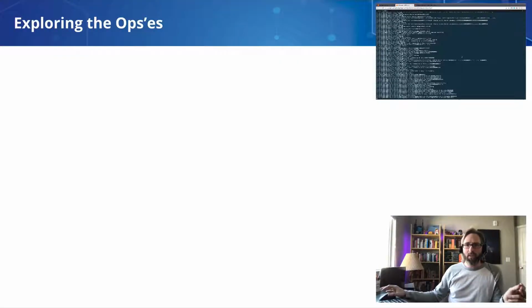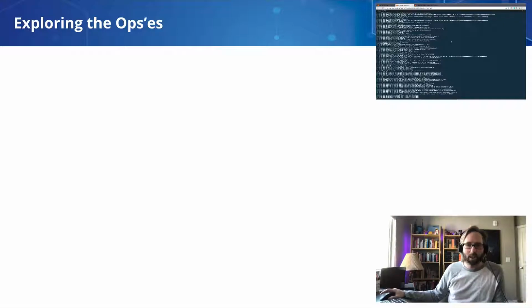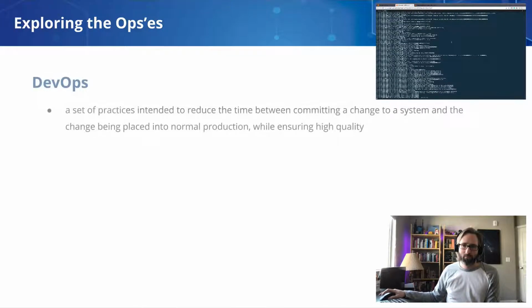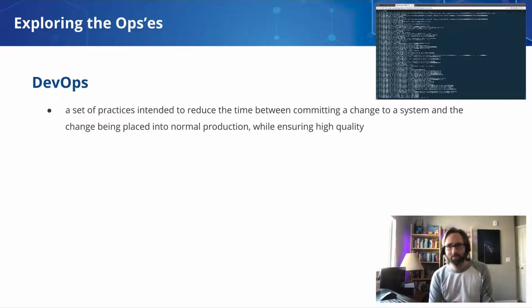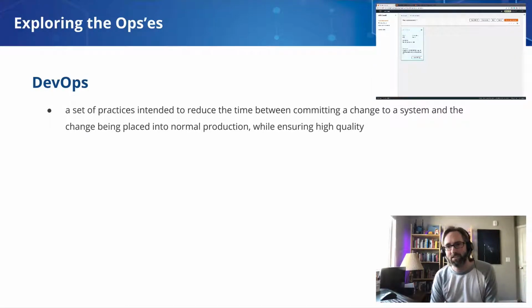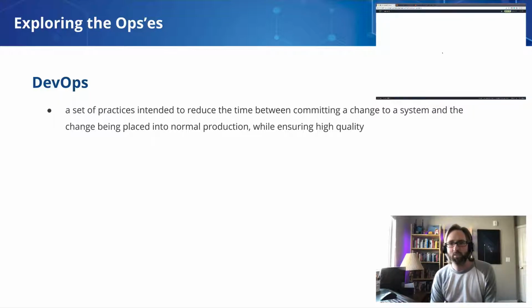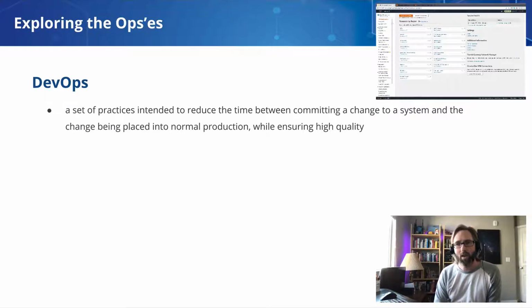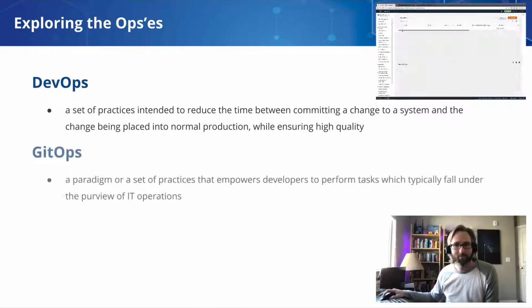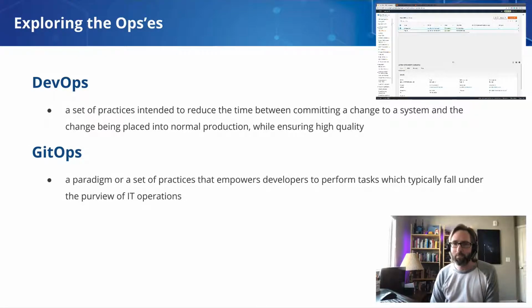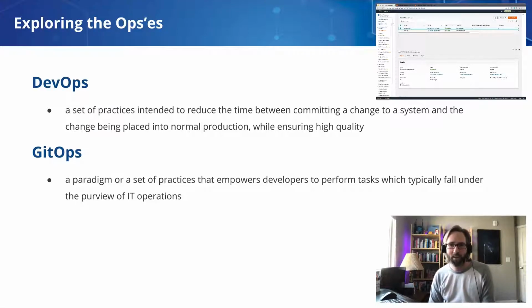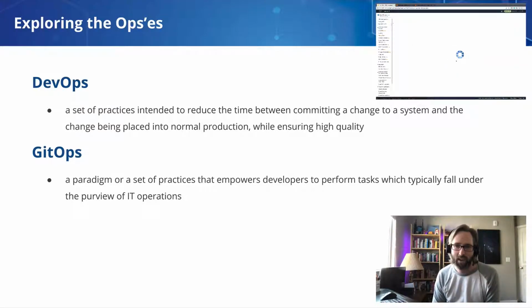So in order to do that, I've decided to give you a bit of a textbook lesson. Let's explore the opses together. First and foremost, DevOps. The definition is a set of practices intended to reduce the time between committing a change to a system and the change being placed into normal production while ensuring high quality. GitOps. A paradigm or a set of practices that empowers developers to perform tasks which typically fall under the purview of IT operations. You got it?